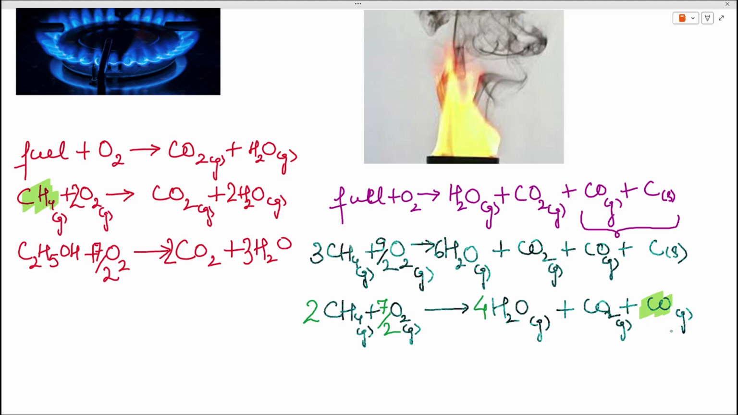I hope you understood the difference between the complete and the incomplete combustion reaction.